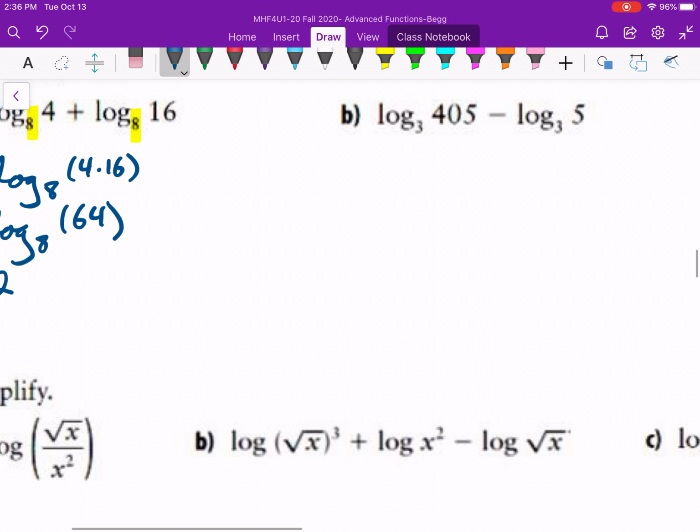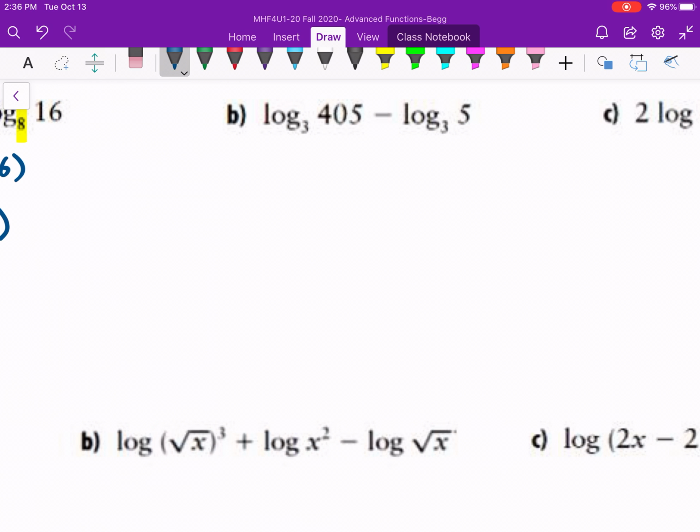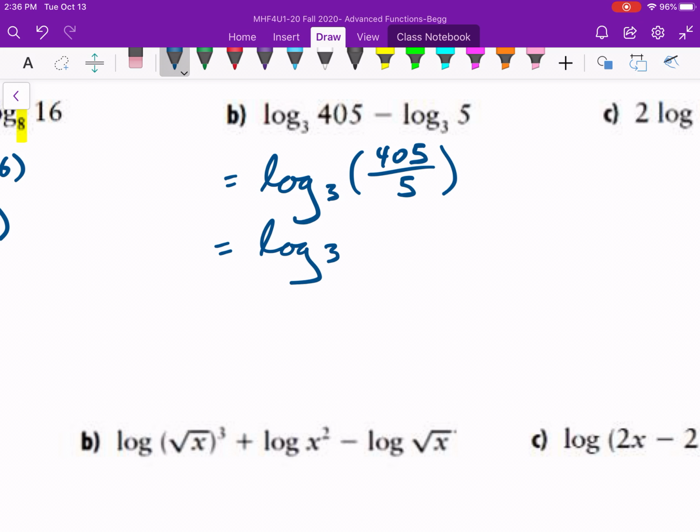All right, the next one, log base 3 of 405 minus log base 3 of 5. Again, we can combine it, this time as a division since we're starting out with a subtraction. And 405 divided by 5 equals 81. So again, the question becomes, what exponent do I need to put on a base of 3 to equal 81? And hopefully you know this one. If you don't, go to the calculator, but 3 times 3 is 9, times 3 again is 27, times 3 one more time equals 81. So 3 to the exponent 4 equals 81. That's our answer.